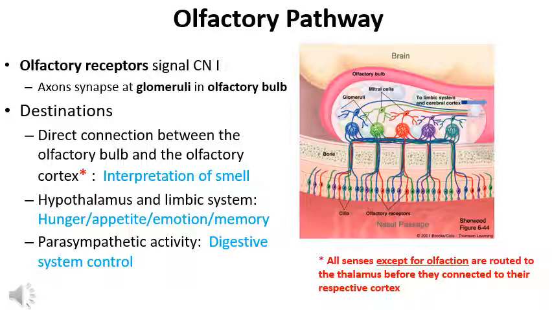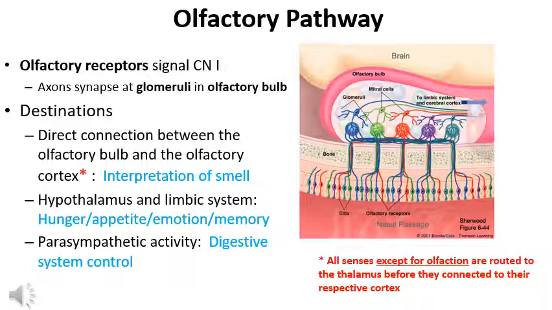Once that happens, though, the appropriate information is going to be routed to the hypothalamus and the limbic system, where we actually will remember what we smell, connect that smell with a memory or maybe with an emotion. It's going to trigger appetite and also route it to our digestive system.